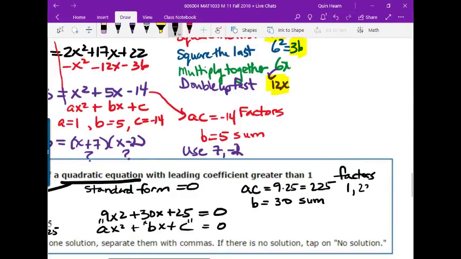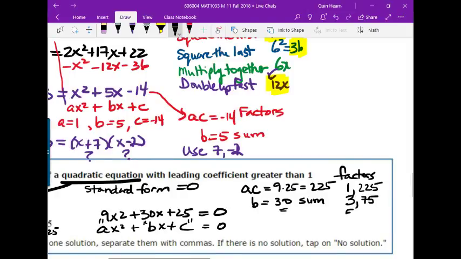So 1 goes into 225 225 times. 2 doesn't go in because it's not an even number. 3. Does 3 go into 225? Well, it goes into 22 7 times with 1 left over. It goes into 15 5. So yeah, 3 and 75. Neither of these pairs so far adds up to 30, so we're going to keep going.